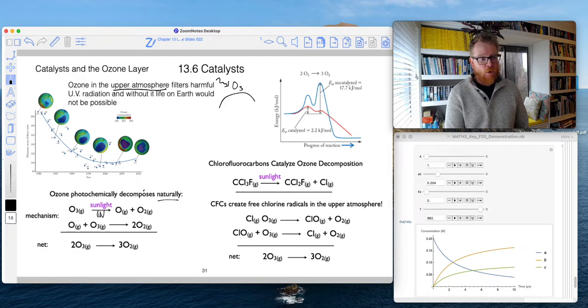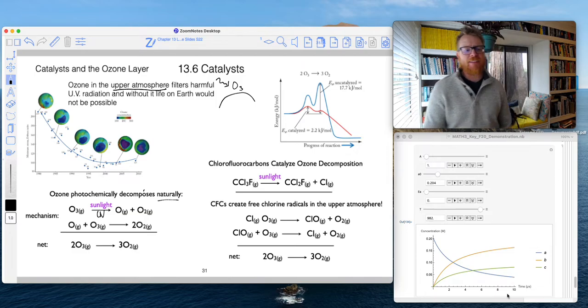So ozone absorbs that UV light, and it does this in a sacrificial way. It absorbs that UV light and becomes an oxygen atom intermediate and a stable O2 molecule. That oxygen atom quickly reacts with another O3 to form more O2. And if I balance this overall, you can see two O3s become three O2s.